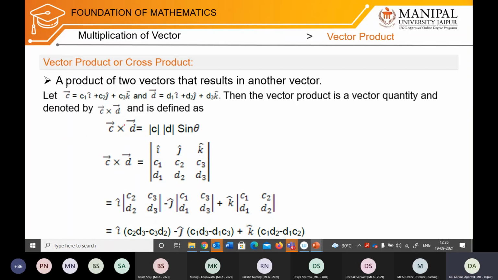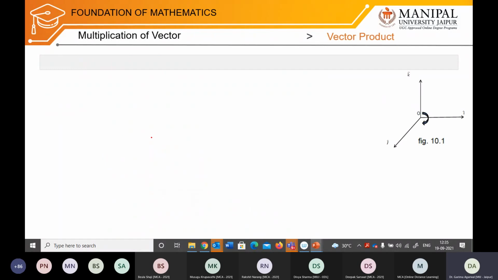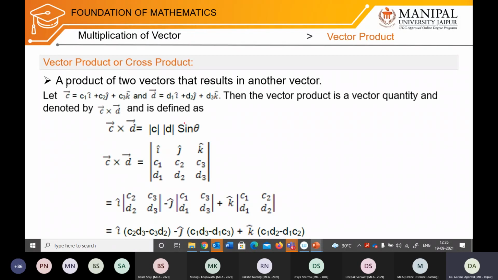So let's start with this cross product. That is denoted by this cross sign. It is known as cross product C cross D. That is magnitude of C, magnitude of D sine theta. Right?